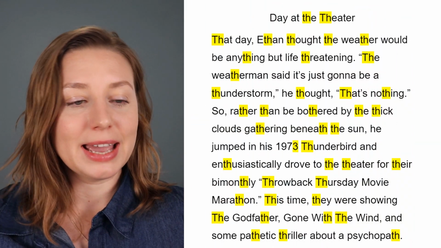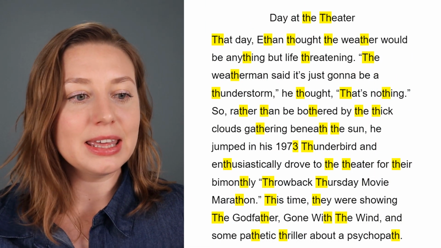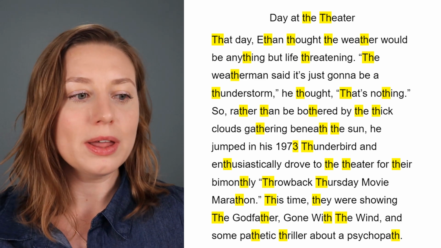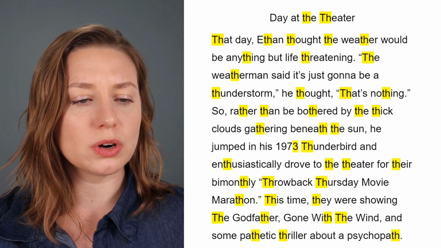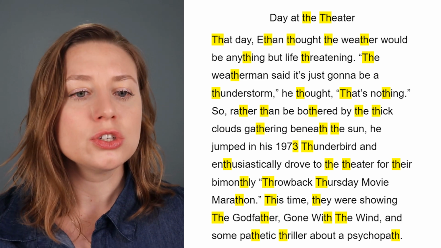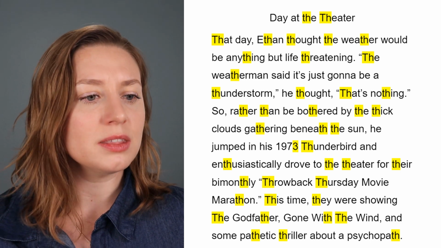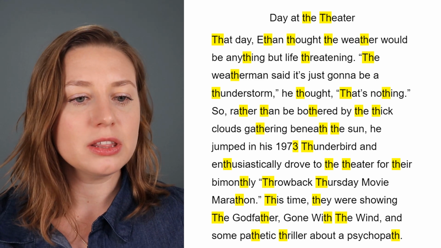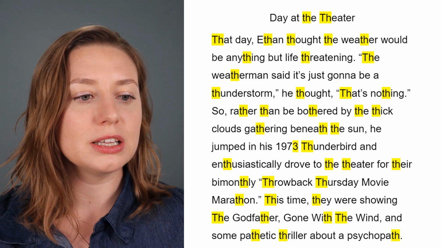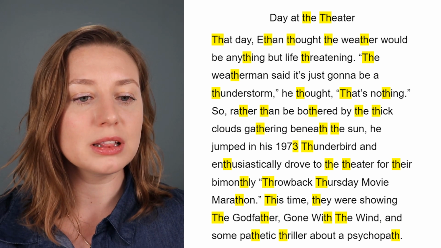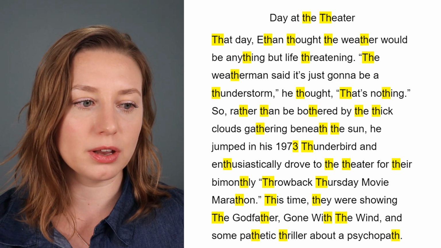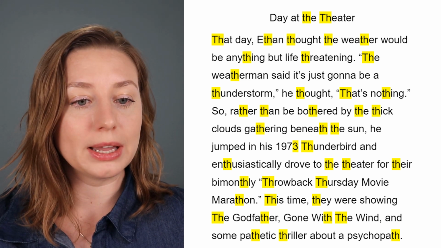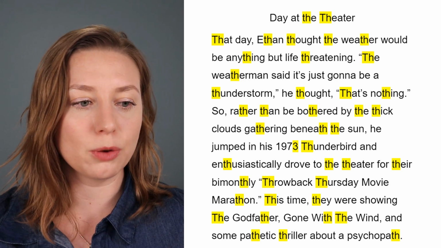Okay, so day at the theater. That day, Ethan thought the weather would be anything but life-threatening. The weatherman said it's just going to be a thunderstorm, he thought. That's nothing. So, rather than be bothered by the thick clouds gathering beneath the sun, he jumped in his 1973 Thunderbird and enthusiastically drove to the theater for their bi-monthly Throwback Thursday movie marathon. This time, they were showing The Godfather, Gone with the Wind, and some pathetic thriller about a psychopath.